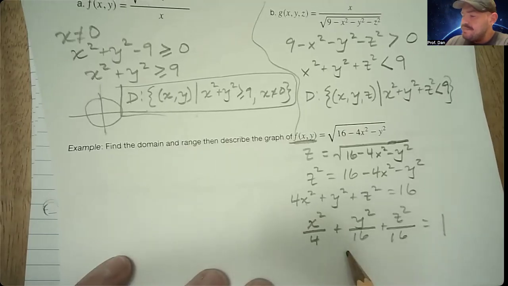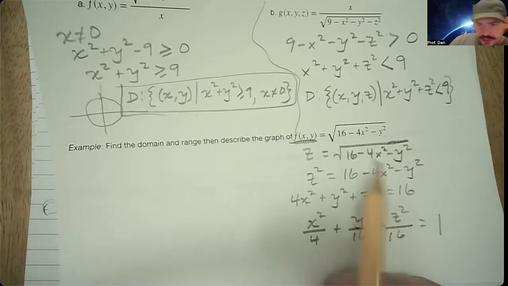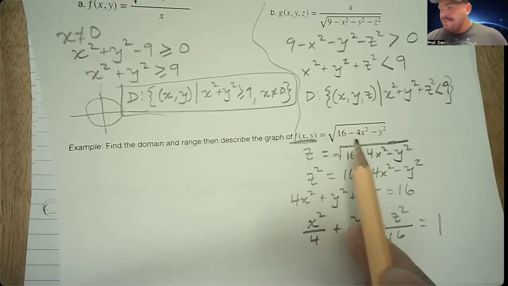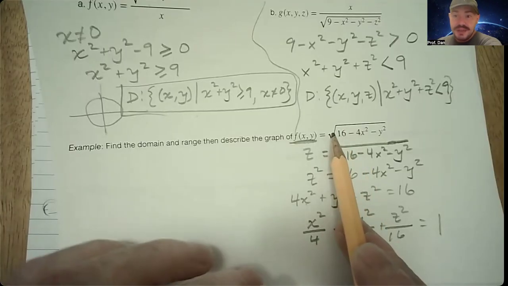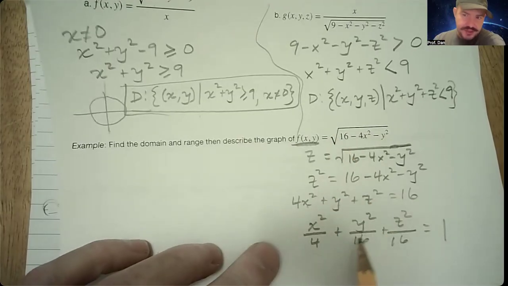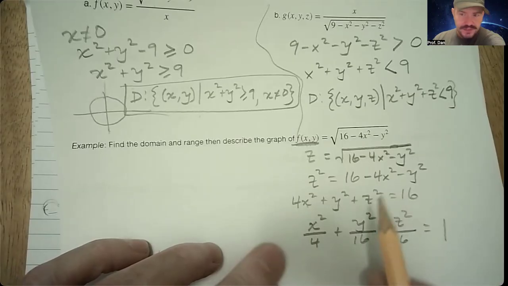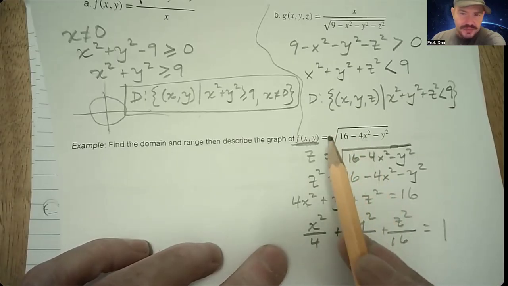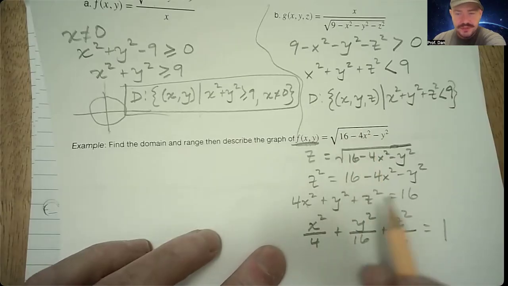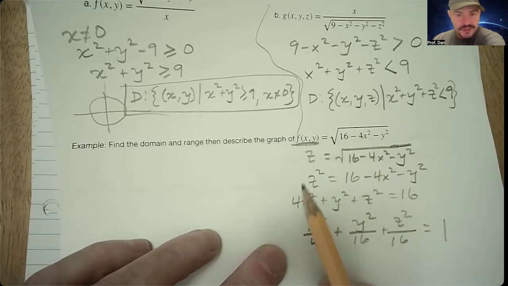All right. But here's the thing. I mentioned earlier that we needed to keep in the back of our heads that this square root is positive and that there's not a plus or minus. And now that we know that the surface is an ellipsoid, that tells me that this is just the top half of the ellipsoid. So it's not the full ellipsoid, it's just the top half.